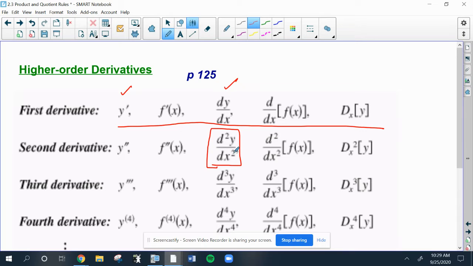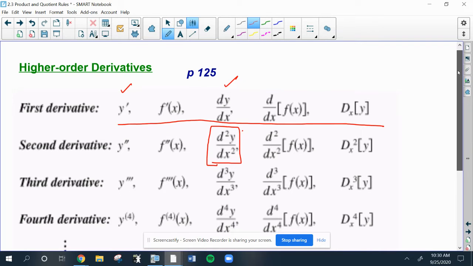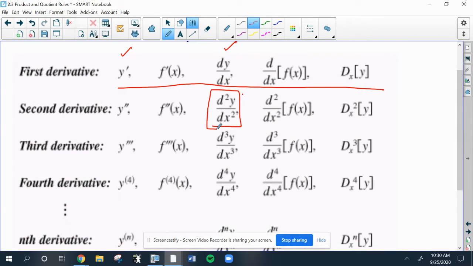There is a good reason for that. I can show you at some later time, just won't do it now. The biggest thing is to recognize that if you're asked to find d squared y over dx squared, you know that means second derivative. And then third derivative would be y triple prime or d cubed y over dx cubed.